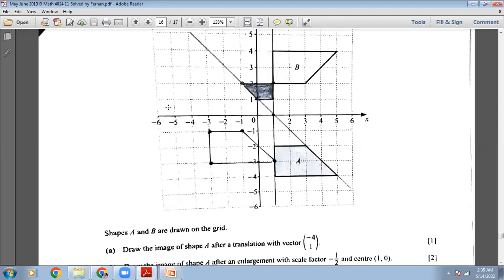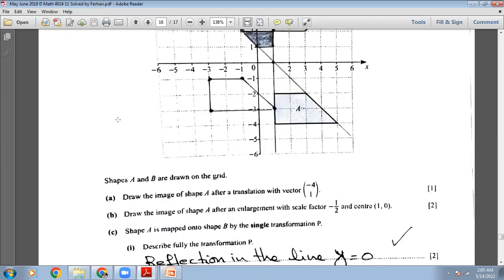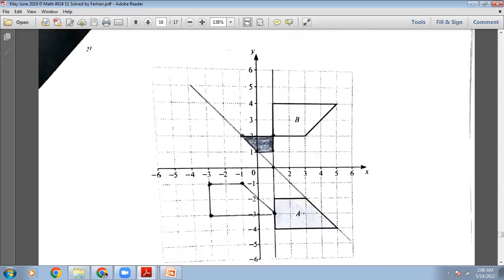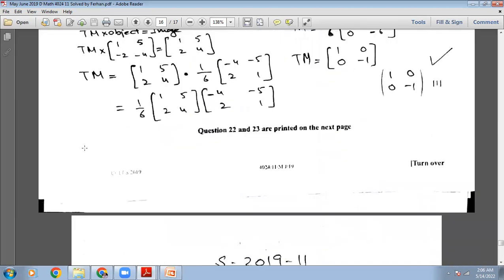Sorry, this is the x-axis. I said x equals to 0, but this is y equals to 0. Sorry. Reflection in the line y equals to 0. That horizontal line which passes through the origin is y equals to 0. Then the question is: find the matrix representing the transformation P. So this is the object, this is the image; it is a reflection in the x-axis.